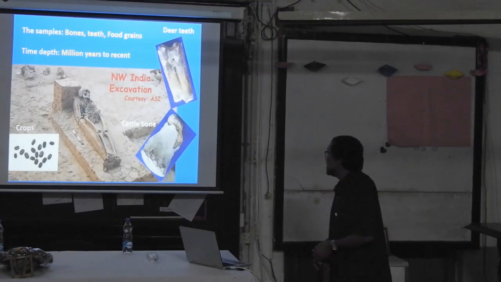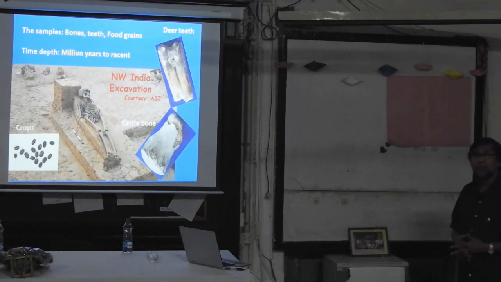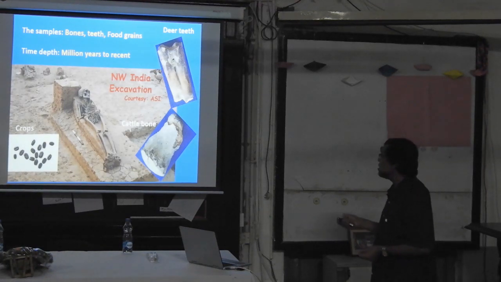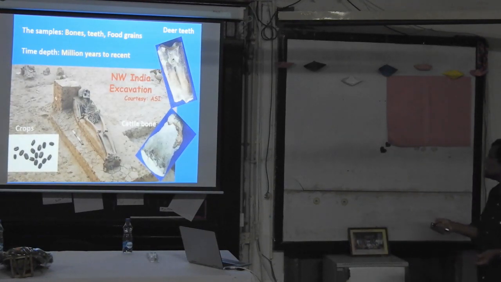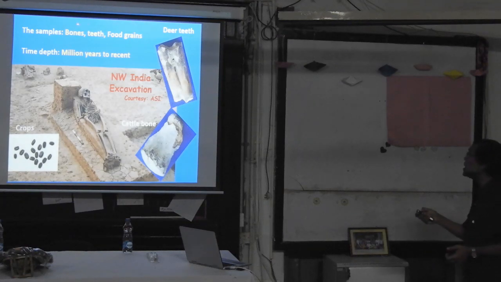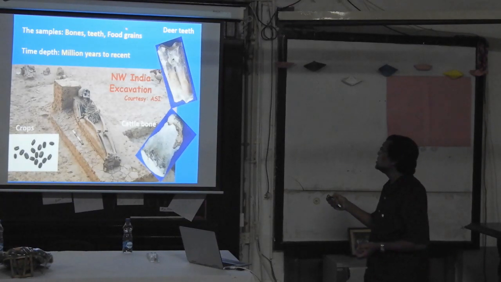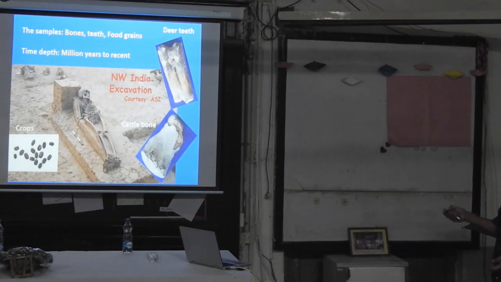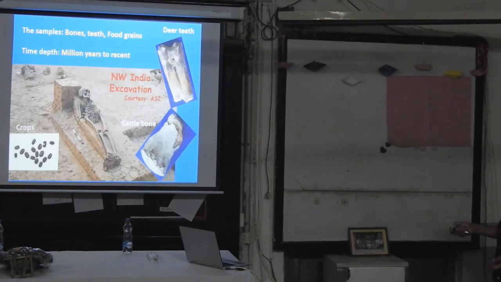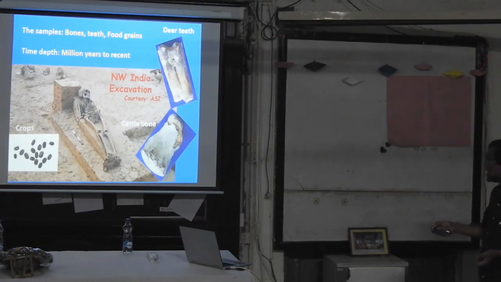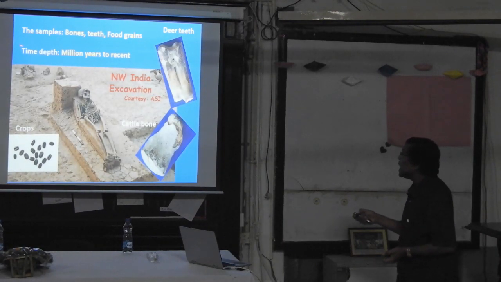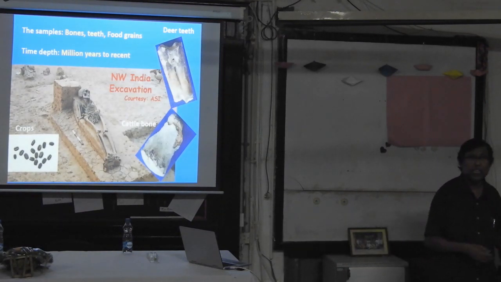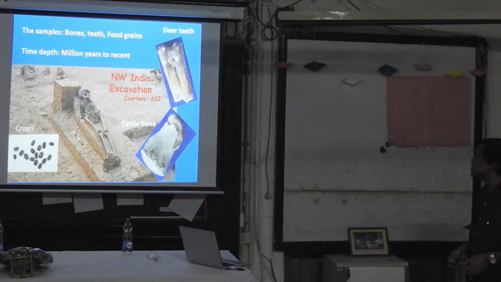Okay. What are the materials which are available for studying? This is from northwestern India, a place called Farmana. The full skeleton has been unearthed. So you have samples which are bones, teeth, even footprints. And this is, for example, a deer tooth which has been found. And this is a cattle bone. These are the crops which can be dated by the AMS facility. And the time depth, you can go from million years to recent, depending on what material you are studying and what kind of technology you are using.